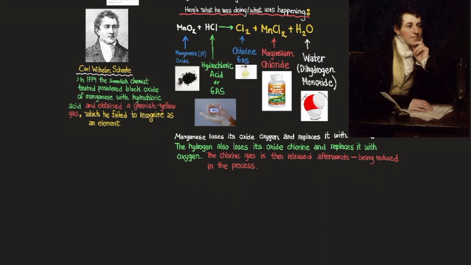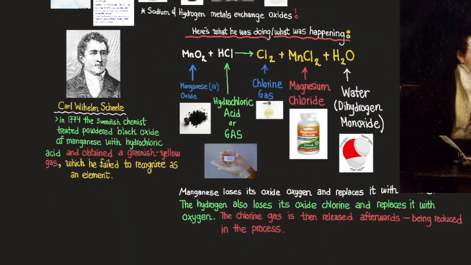That will come later. But what he did was important because he worked with another reaction that involved manganese dioxide or manganese oxide, and as previously mentioned with the hydrochloric acid, he mixed it with hydrochloric acid to obtain pure chlorine gas, magnesium chloride, and water.